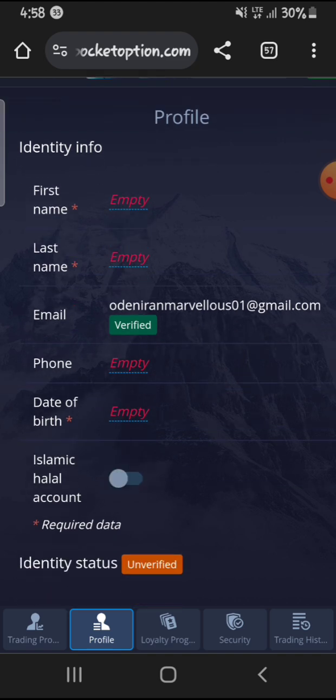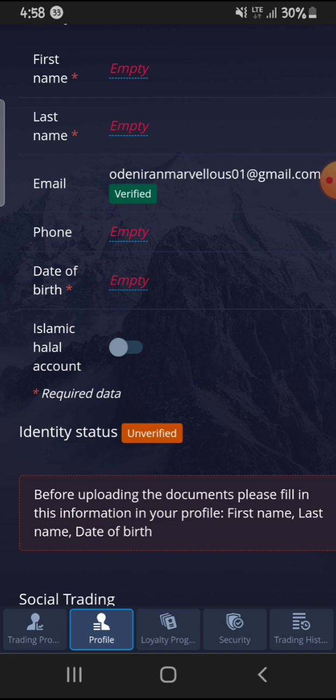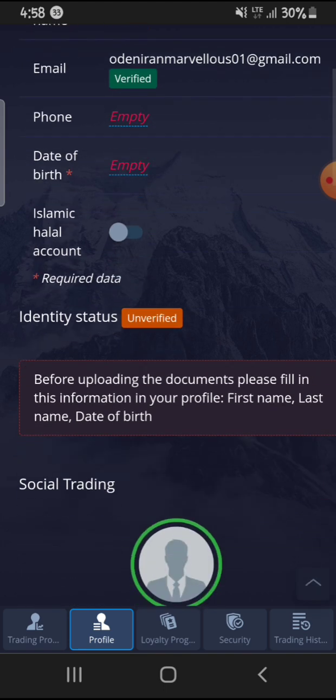Now you're supposed to input your first name, your last name. Obviously, from your signing up, your email must have been verified. Then put your phone number, your date of birth. Ignore this Islamic account alert. This is for special Muslim countries, like probably Pakistan, Iran, that probably have one or two policies against trading. But since Nigeria is free of that, you can ignore it.